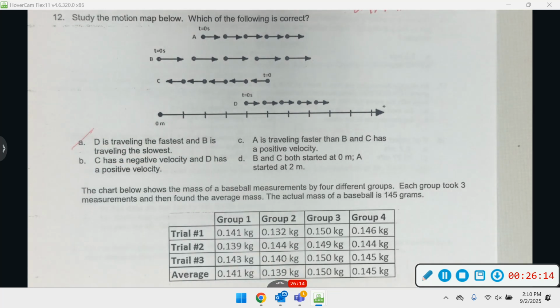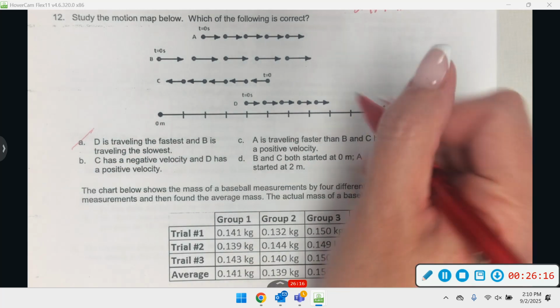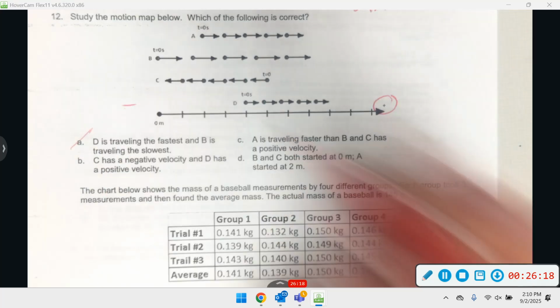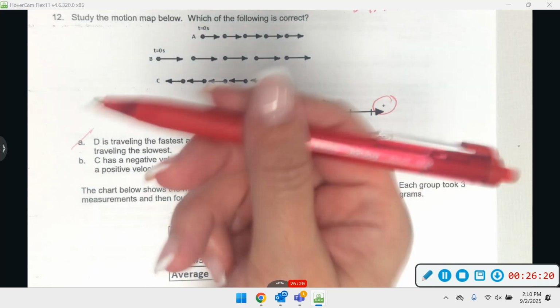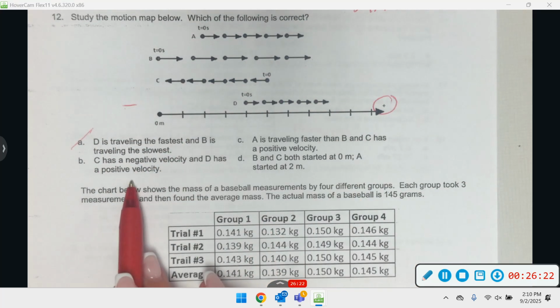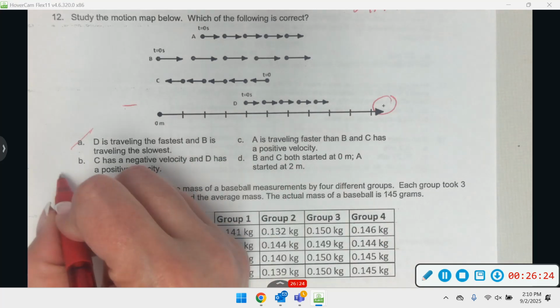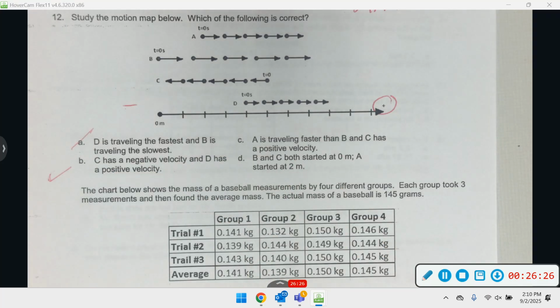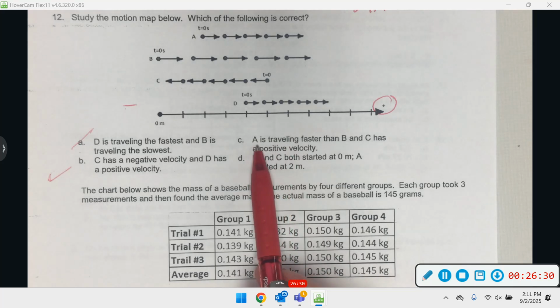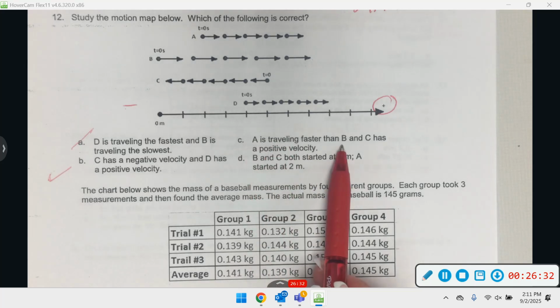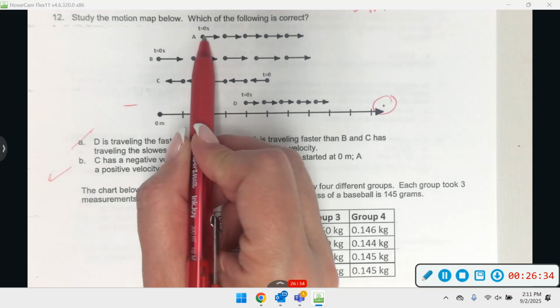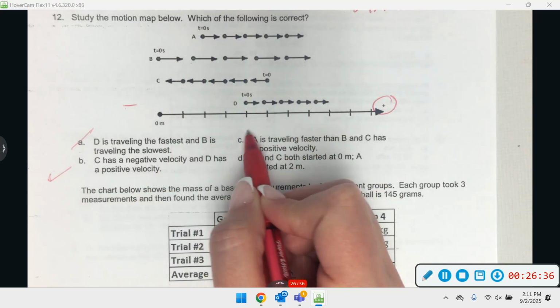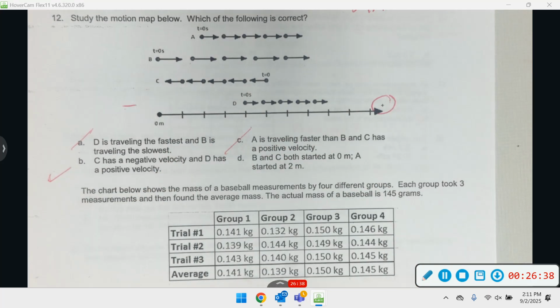B says C has a negative velocity. It does, because this is the positive direction, therefore this is the negative direction. C is going negative. And D has a positive velocity. It does. This one right now looks like my answer, but let's double check first and make sure we're not missing something. Answer choice C says A is faster than B. That is not true. A's arrows are not longer than B's, so I don't even have to read the rest of the statement. The first part of it's not right.